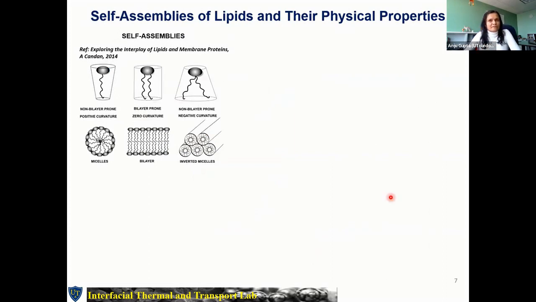So lipids look very similar to surfactants. They have a hydrophilic head group and a hydrophobic tail. They can have single tail, they can have double tails. The tails can be saturated or unsaturated. In an aqueous medium, these lipids can self-assemble to either form micelles or bilayer structures like this, or inverted micelles.